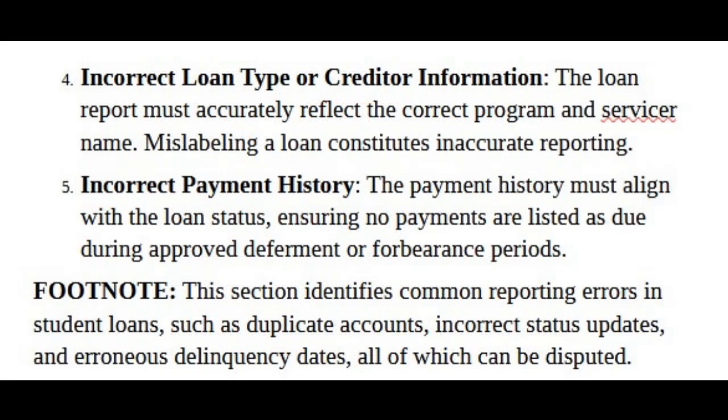4. Incorrect loan type or creditor information. The loan report must accurately reflect the correct program and servicer name. Mislabeling a loan constitutes inaccurate reporting. 5. Incorrect payment history. The payment history must align with the loan status, ensuring no payments are listed as due during approved deferment or forbearance periods.